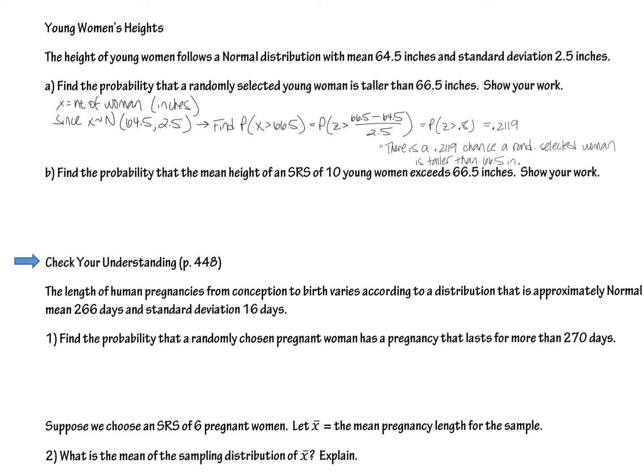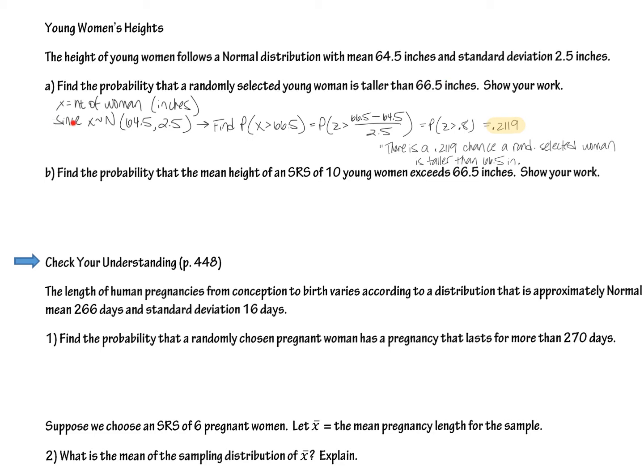All right, how did you do? Here's our answer for this one, 0.2119. Just to refresh your memory and breeze through this really quickly, define what the x is because you're trying to find the probability that x is bigger than this number, taller than 66.5.